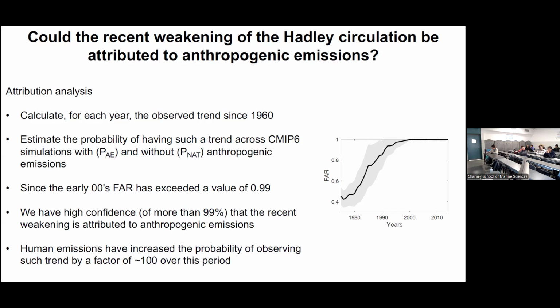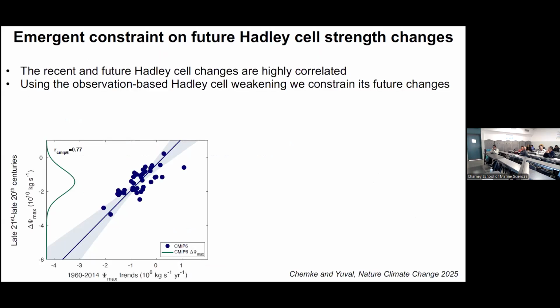how sensitive the circulation is to anthropogenic emissions to also constrain model projections? You saw that in the future, models also suggest a weakening due to increasing greenhouse gases. So can we use our knowledge of how sensitive the system has been in recent decades to put some constraint on model projections? And the answer is yes, but only up to some extent.